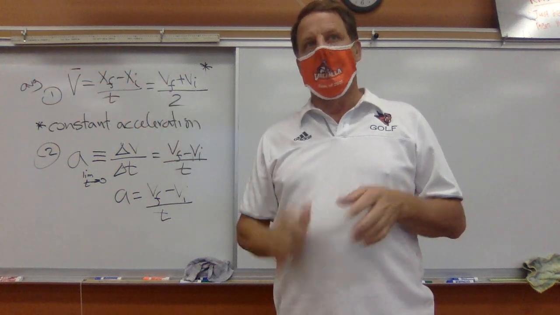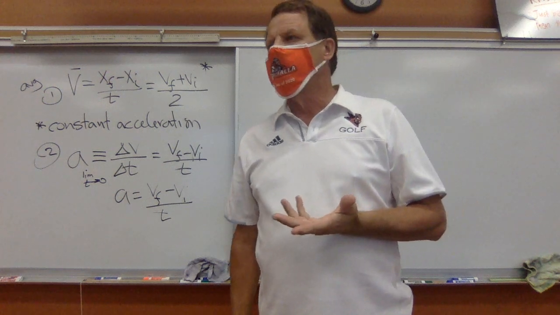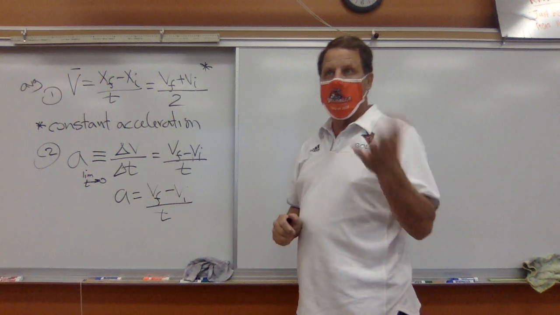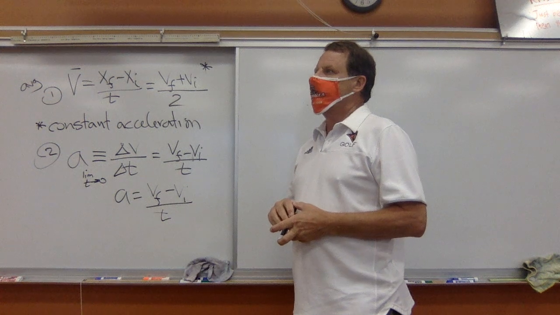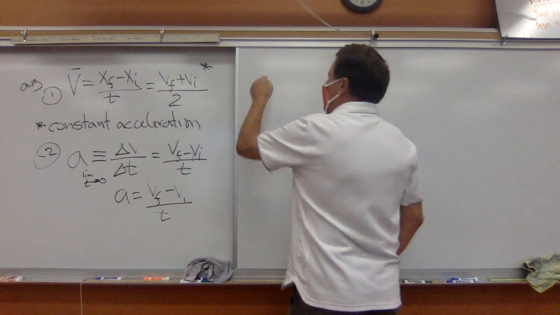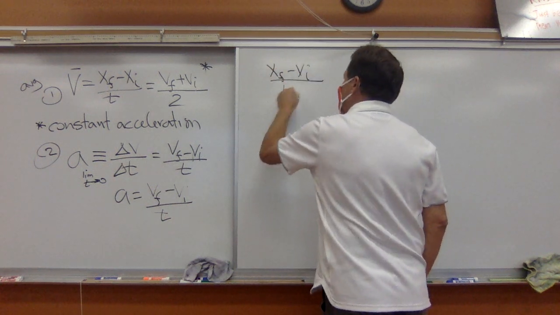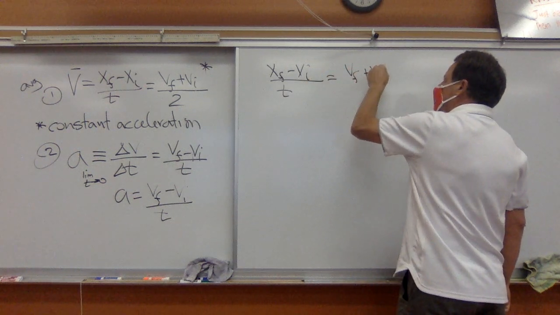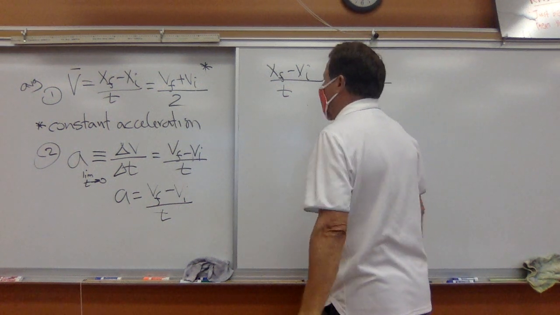Transitive property, but there's also something in logic called a syllogism, and it's essentially the same thing. All right, so what we can say is x final minus x initial over time is equal to v final plus v initial over 2.